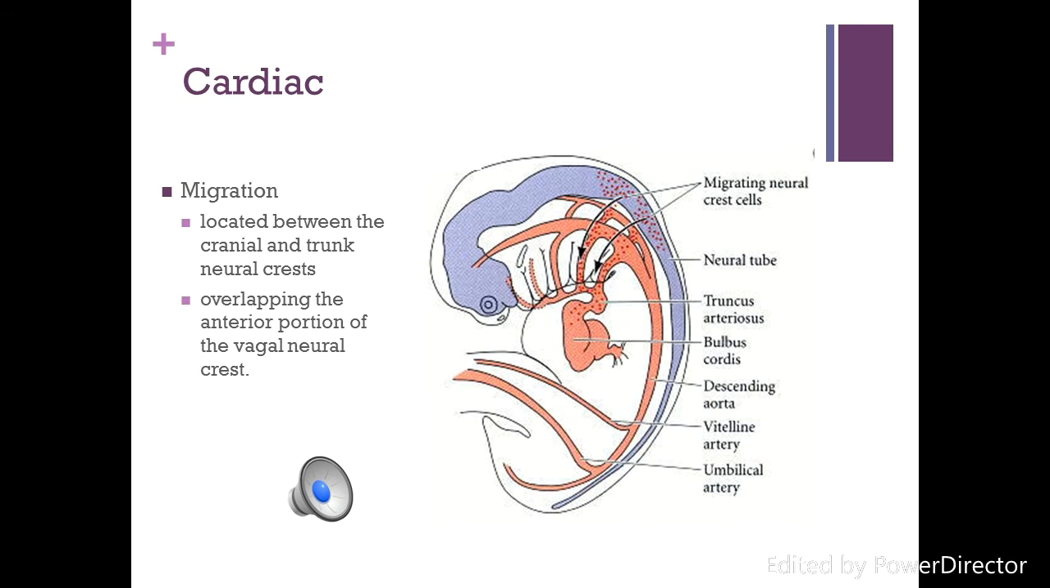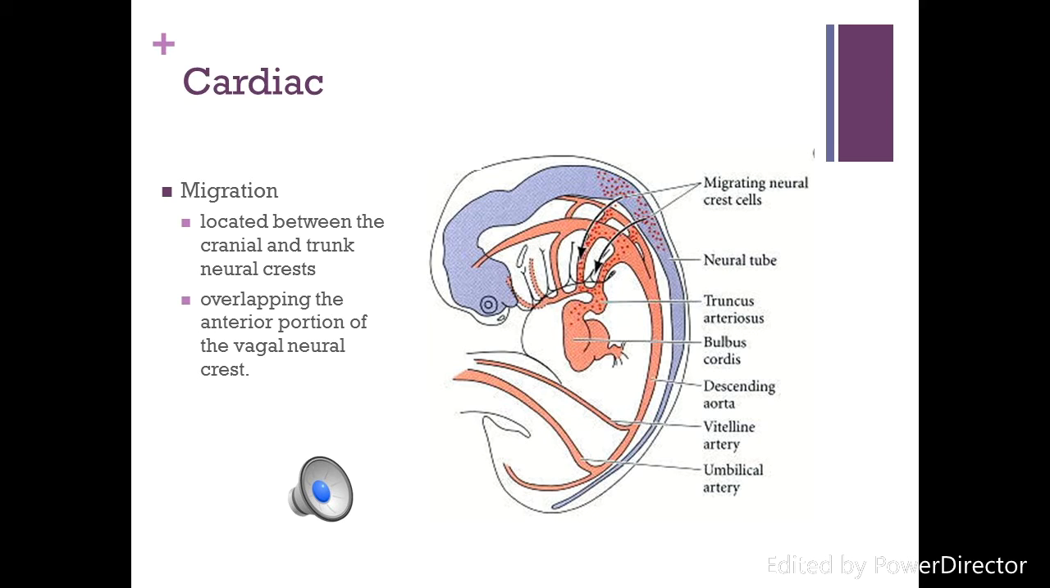Cardiac neural crest is located right in the middle of the cranial and trunk neural crest, extending from the first to third somites. Cardiac neural crest cells develop into melanocytes, neurons, cartilage, and connective tissue.